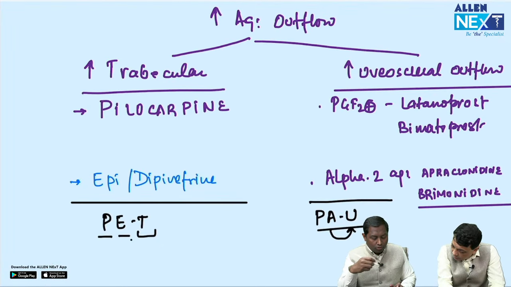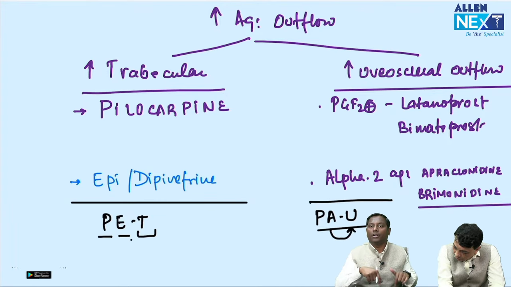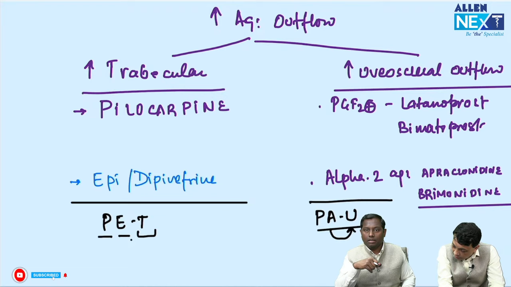And then we have one more drug, that is dipivefrine and epinephrine. It is decreasing the production and also increasing the trabecular outflow. This is the point to be noted here. It will be increasing the trabecular outflow. So for glaucoma, always remember, they are going to ask either which drug works by which mechanism, or their important side effects, which we will be summarizing in the upcoming question.